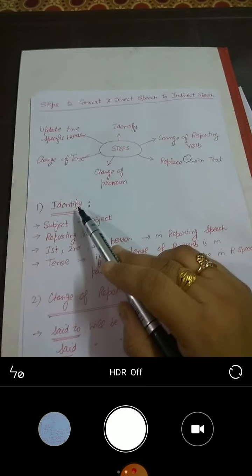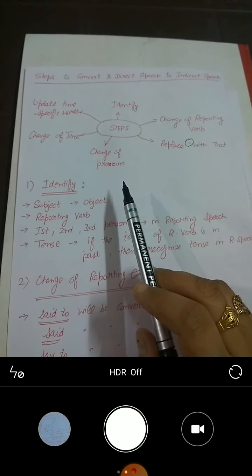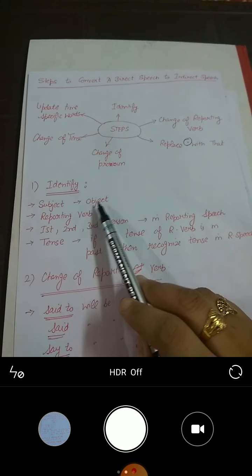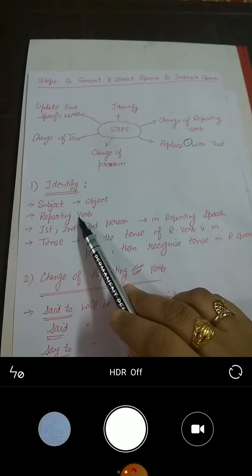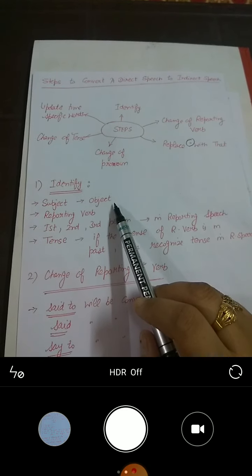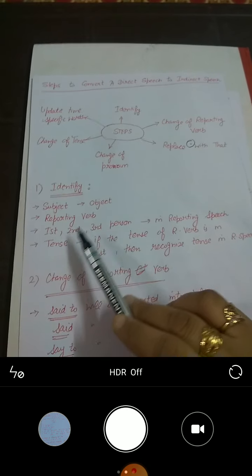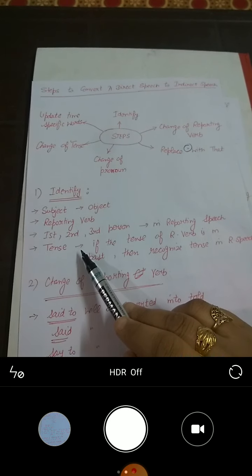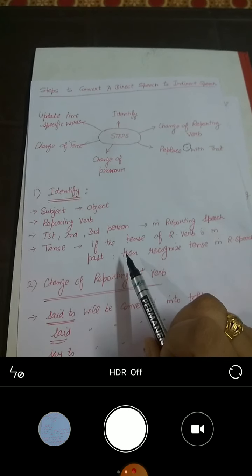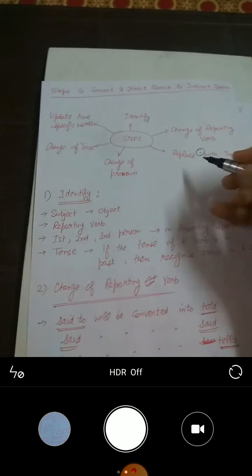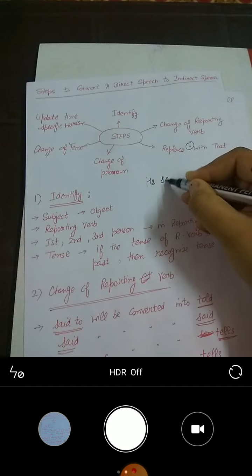First of all, we will start with identify. In the first step, what you need to identify while converting direct speech into indirect speech is the subject, the object, and the reporting verb. That means what is the subject, what is the object here, and what is the reporting verb, and you have to identify the first, second and third person in the reported speech. And the tense also: if the reporting verb is in past tense, then you have to recognize that.